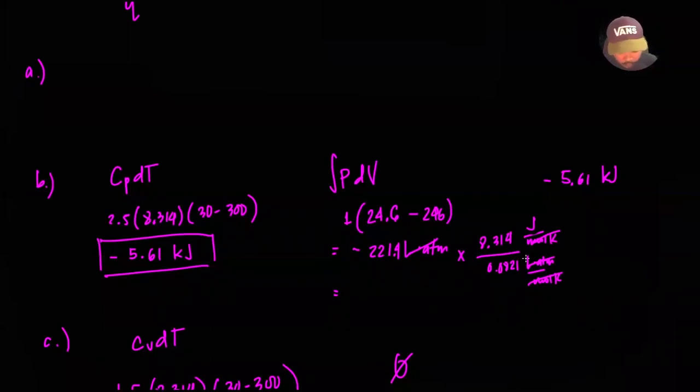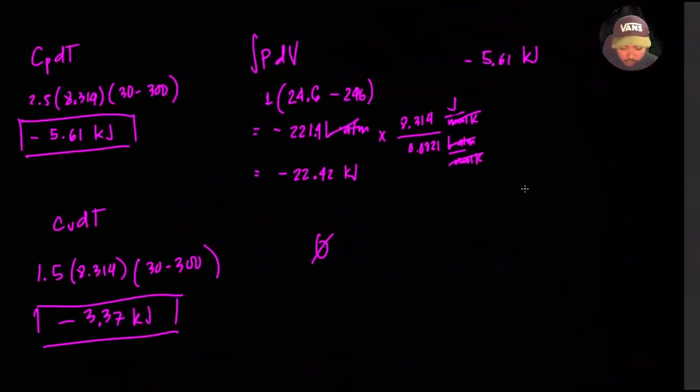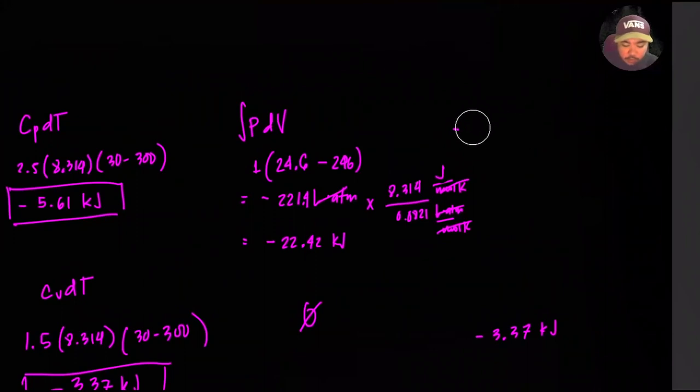Negative 221.4 liter atmospheres multiplied by 8.314 over 0.0821 gives us negative 22.42 kilojoules. Okay? So, yung ano dito, this now becomes, ito, negative 3.37 lang to, no? Pero this time, this is actually Q minus W siya, no? So, ito, this becomes negative 5.61 plus 22.42, no? Or minus negative.